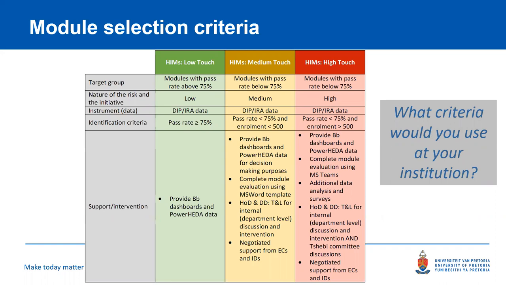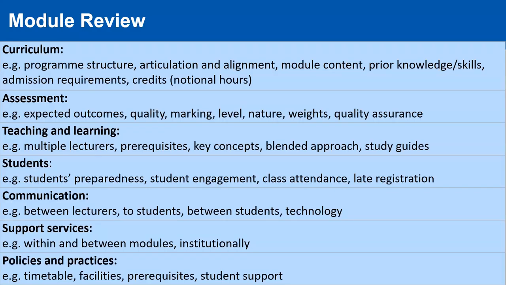So the next part would be to look at what are those components of the module review that we look at within the context of our course analytics framework, obviously. So these are the components. We look at the curriculum. This is the module curriculum, but we also take a bit of a perspective in terms of the programs in which this module is a core module or an elective or a fundamental. It's usually a core module and to a lesser extent, an elective. Then the assessment, teaching and learning. We look at the students, various components there, communication, support services, and then the policies and the practices. Now, as I said, we had these two approaches that we followed.